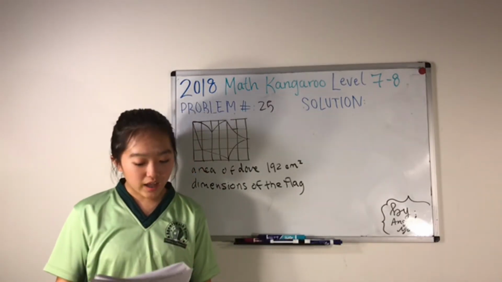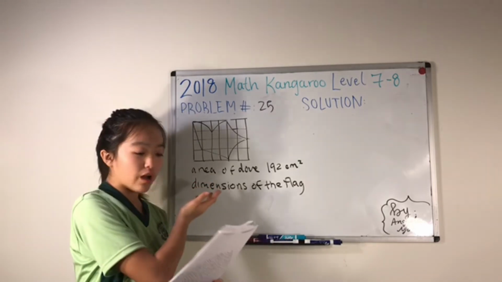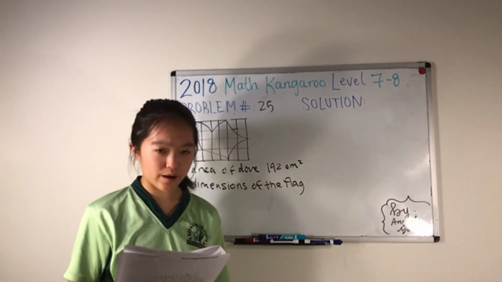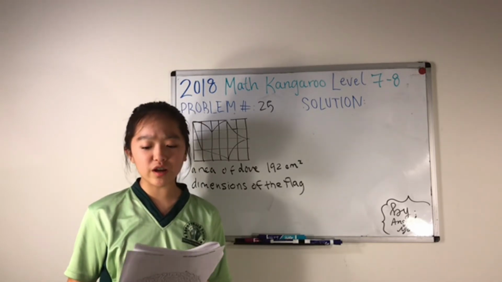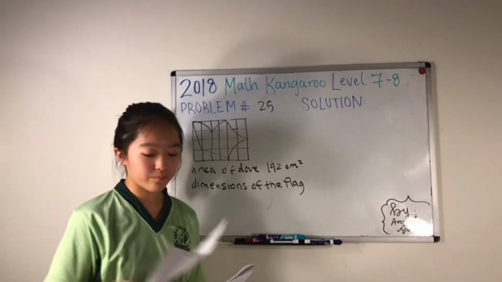Problem number 25 says, Frida's Flying Club designed a flag of a flying dove on graph paper as shown. The area of the dove is 192 centimeters squared. All parts of the perimeter of the dove are either parts of a circle or straight lines. What are the dimensions of the flag?